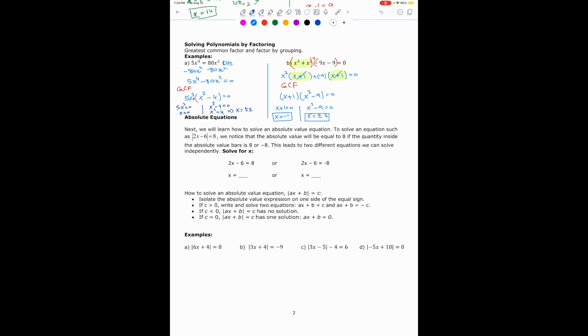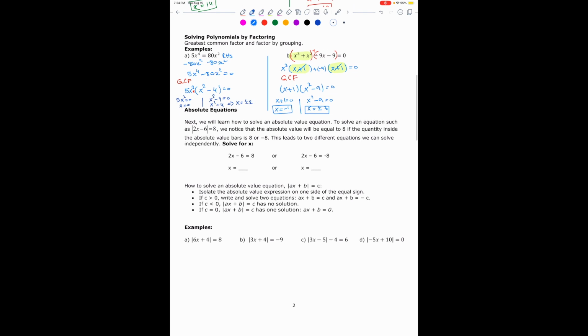So that is how to solve these types of equations using factoring and the greatest common factor, or a combination of both. The absolute value equations. Next, we will learn how to solve an absolute value equation.